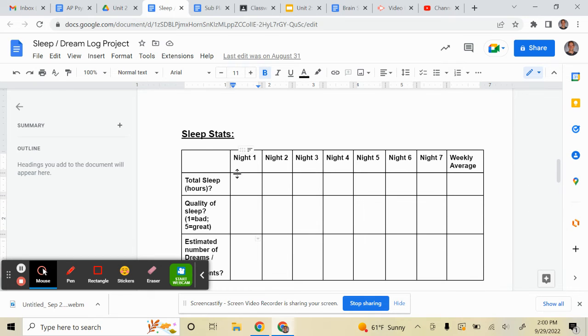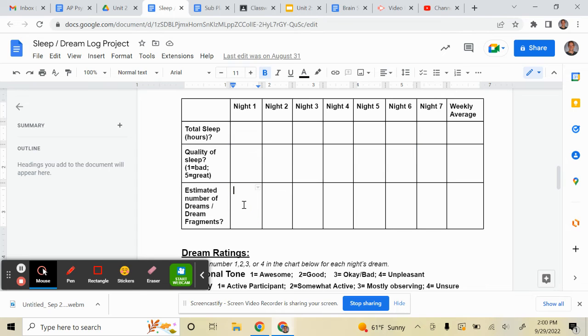But basically what you're going to be doing here is you're just keeping track of how many hours per night you are getting in terms of sleep. How would you rate that quality of sleep? Can you estimate how many dreams or dream fragments you had? I know that some people really struggle to be able to remember their dreams. And if that's the case, no worries. This is more so just kind of for the fun of the activity. If you can't remember dreams whatsoever the whole time through, you're not going to get a worse grade because of it.